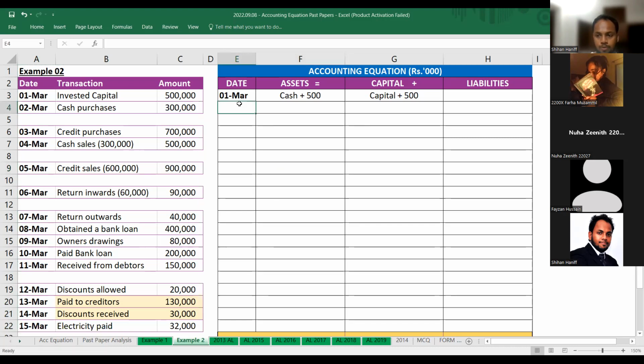Okay, so here we go. 2nd March. Cash purchases, we give cash, buy stock, cash minus, stock plus.